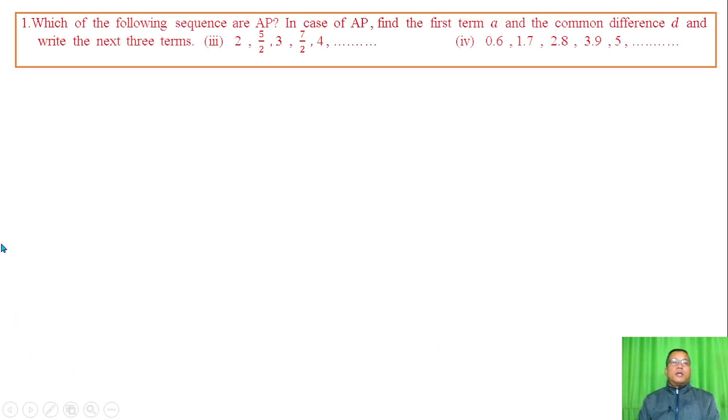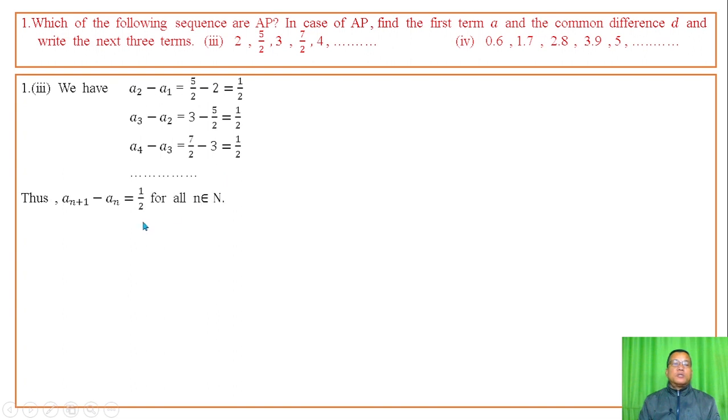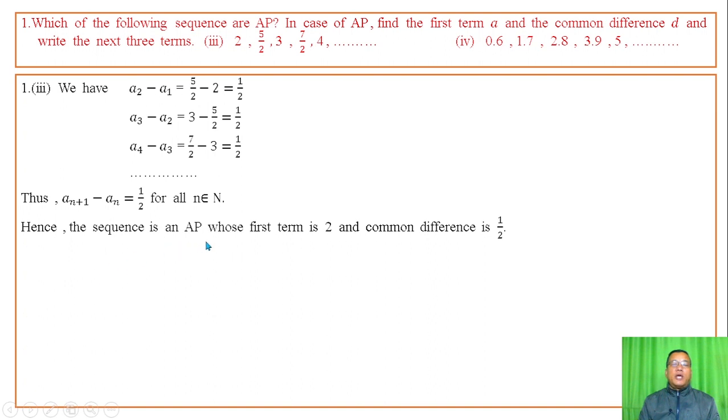For Roman number 3, we have A2 minus A1 is pi by 2 minus 2, whose value is half. A3 minus A2 is 3 minus pi by 2, whose value is half. Similarly, A4 minus A3 is 7 by 2 minus 3, which is half. Proceeding similarly, thus A of n plus 1 minus A of n is half for all n belongs to N. Hence, the sequence is an AP whose first term is 2 and common difference is half.